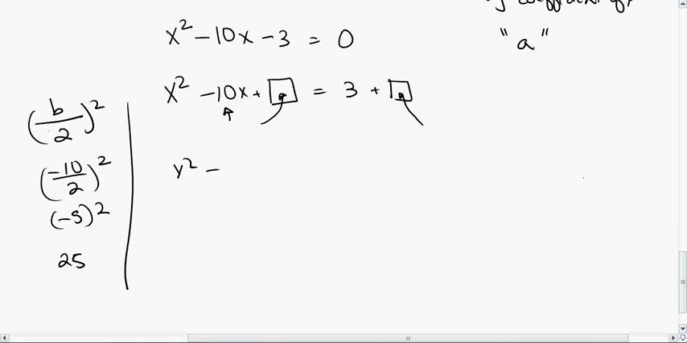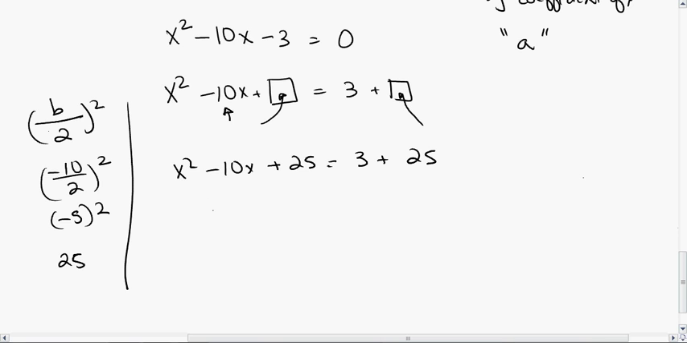X squared minus 10x plus 25 equals 3 plus 25. Remember, I want to add that new amount, 25, to both sides of the equation.